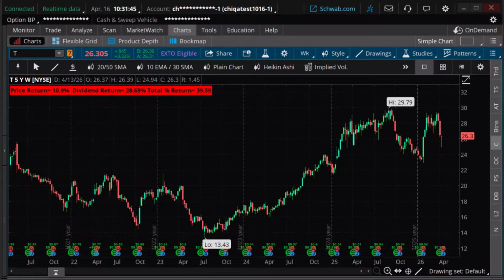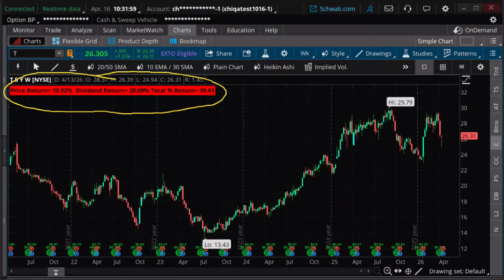Now, when we look at this upper left portion of the page here, we can see price return over the past 5 years for AT&T, about 11%. Okay, that's nothing to write home about, so to speak, over 5 years' time. Dividend return about 28%. Total return about 40%. Look at the massive impact dividends have made in terms of the total return here.